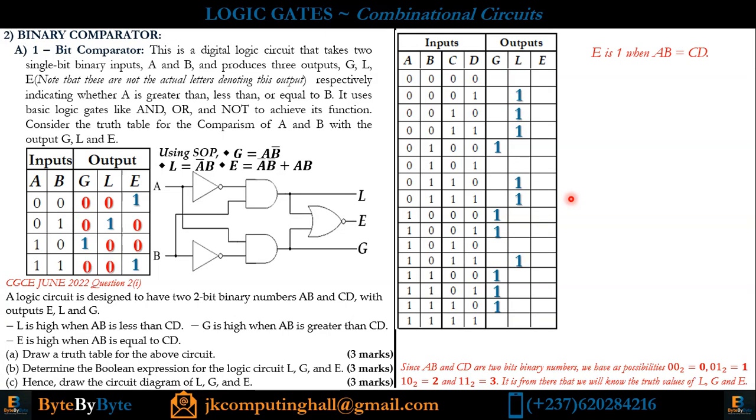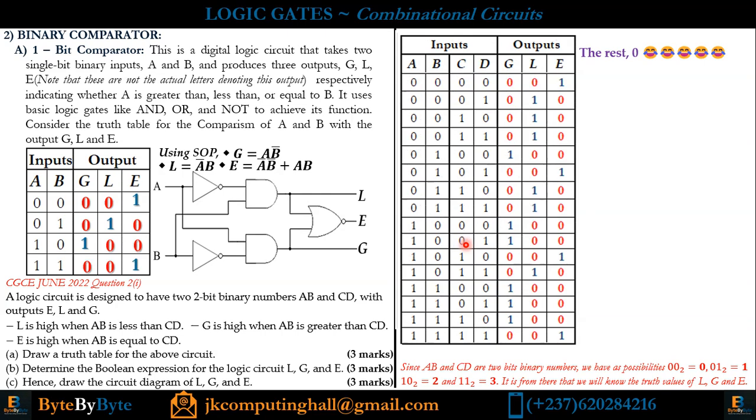Now E is 1 when AB and CD are equal. Like for this first case, 0, 0, this particular case 1, 1, this particular case 2, 2, and finally this particular case 3, 3. So those are the different cases where G, L, and E can be 1. The rest, as we saw for the one bit comparator, are 0. So that is my full truth table.